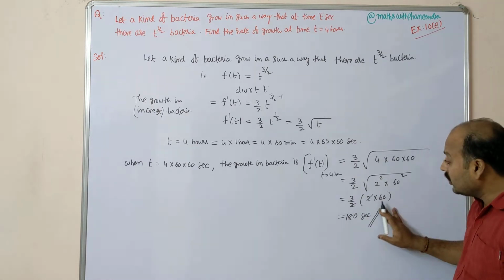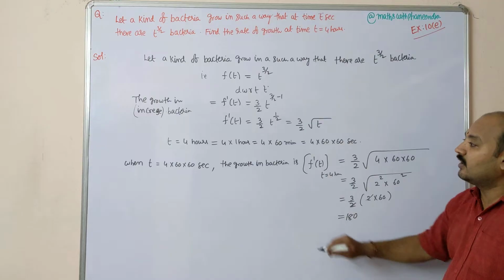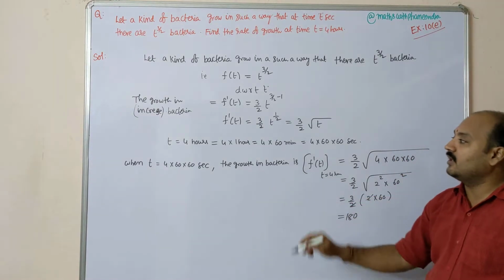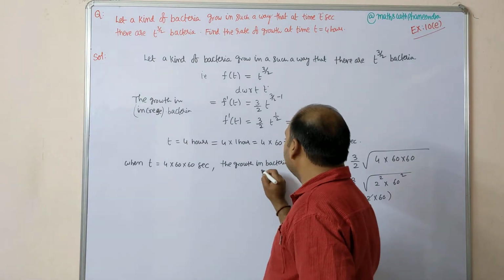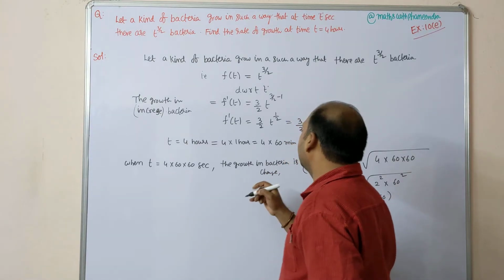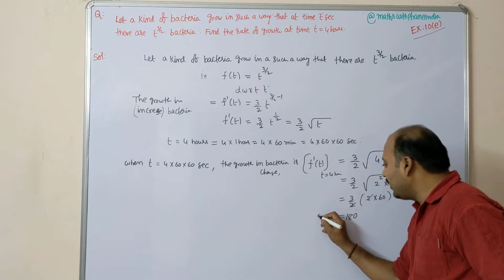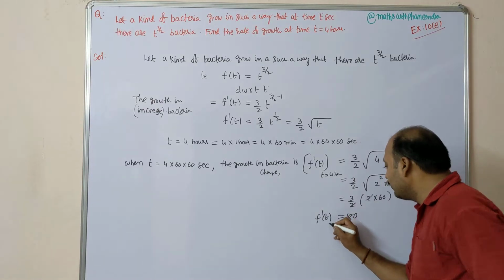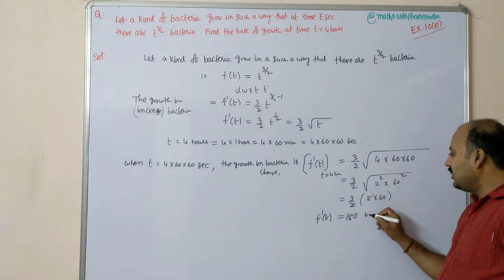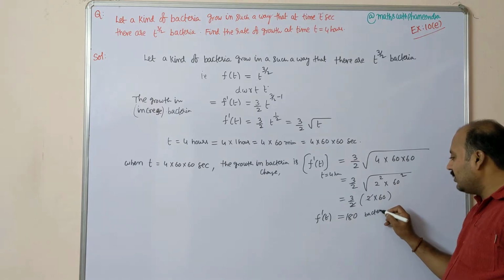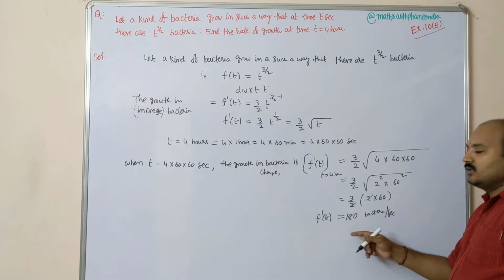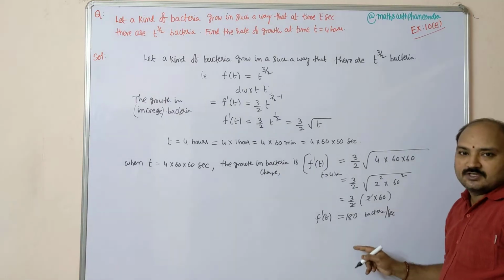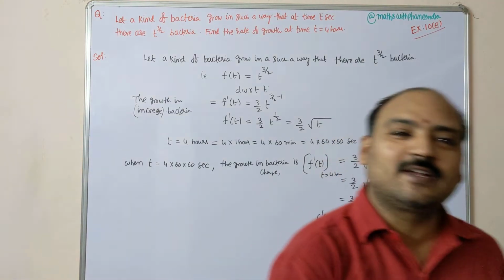So not only this one, it is the growth in the bacteria, the rate of change in bacteria. The growth in bacteria based on the time is f dash of t equal to 180 bacteria per second. Per second, how much the bacteria will grow. So 180 is the answer, dear students. We'll move on to the next one.